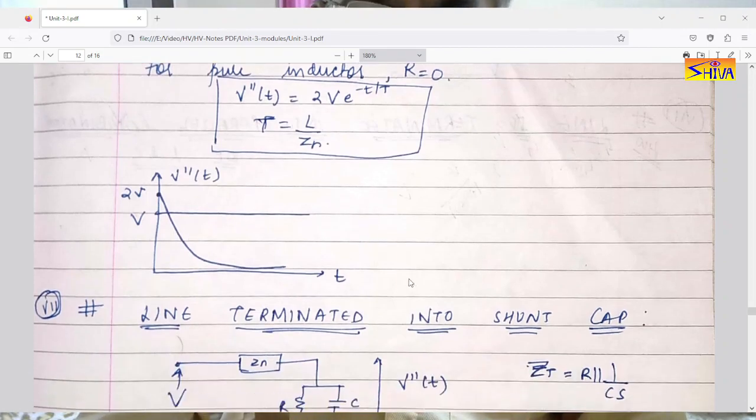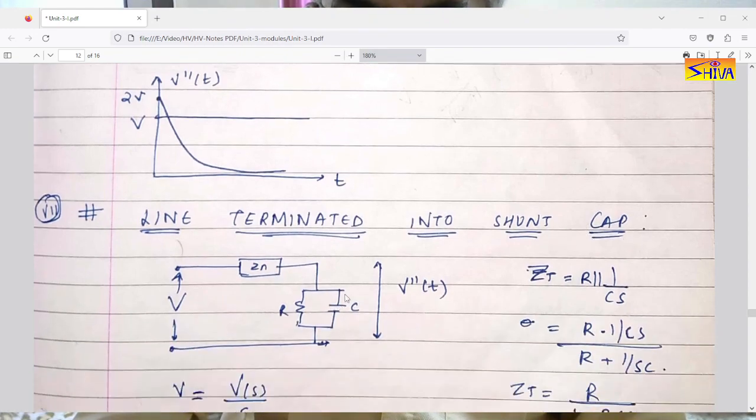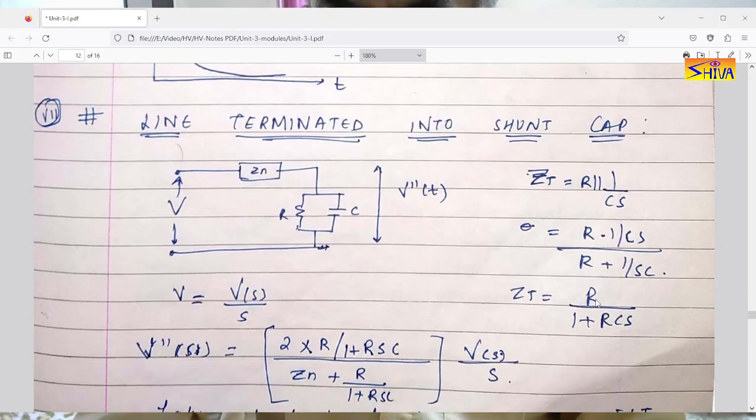Second case, line terminated into shunt capacitance. Shunt capacitance means it is pure capacitance, but as we are considering the practical case, it consists of R and C connected in parallel. Zn is the surge impedance of the line and this is the terminating impedance. This is the transmitted voltage into the load. So Zt is the parallel combination of R and 1 upon Cs. So Zt, after simplification of the equation, is R upon 1 plus RCS.